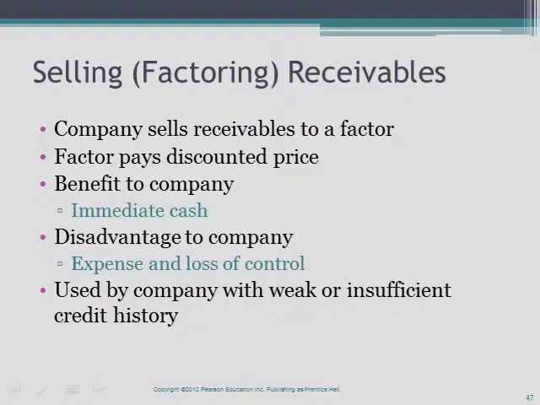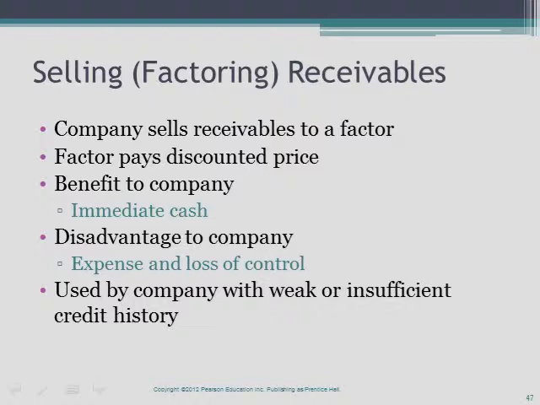A company may make some large sales to other retailers on account, debiting accounts receivable and crediting sales revenue. This company might then sell these accounts receivable to another business called a factor. The factor earns revenue by paying a discounted price for the receivable and then hopefully collecting the full amount from the customer. The benefit to the company selling the receivables is the immediate receipt of cash. The biggest disadvantage of factoring is that it's often quite expensive when compared to the cost of retaining the receivable on the books and ultimately collecting the full amount. In addition, the company that factors its receivables loses control over the collection process.